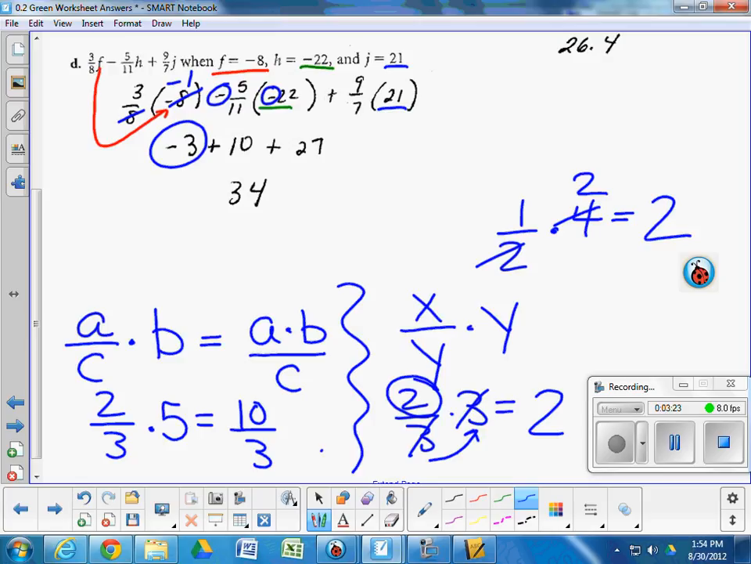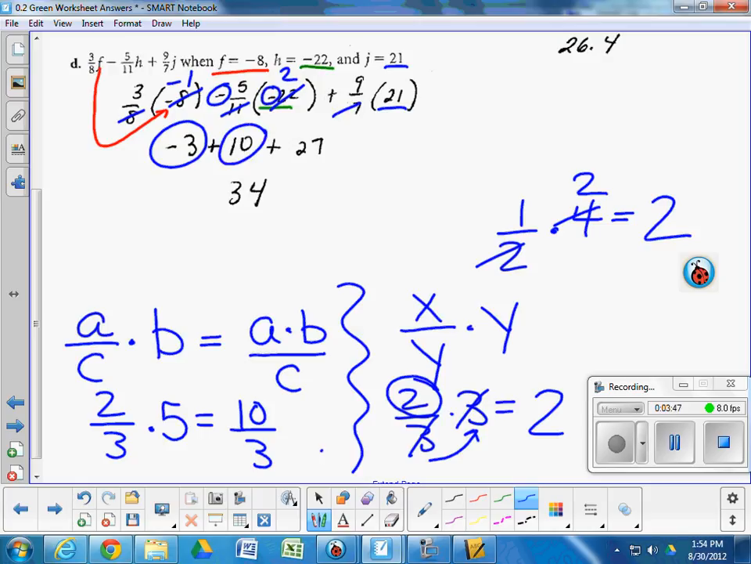Next, you have the 5 over 11 times the negative 22, but looky here. Double negative. Double negative makes you add, right? Double negative makes you add. So that's why I have a plus. How many times does 11 divide into 22? Twice. So it's 2 times 5. That's 10. So that's where the 10 comes from.